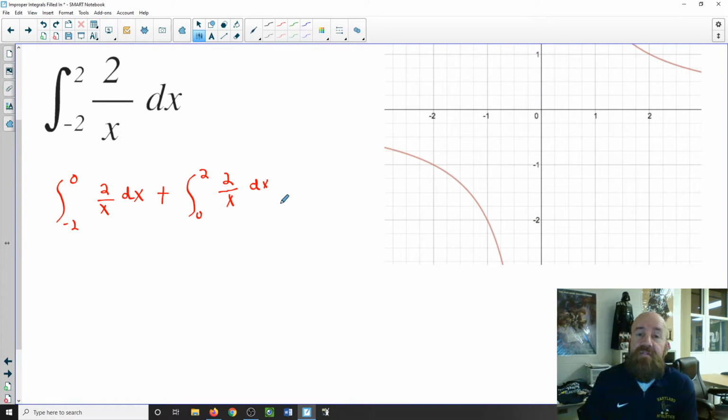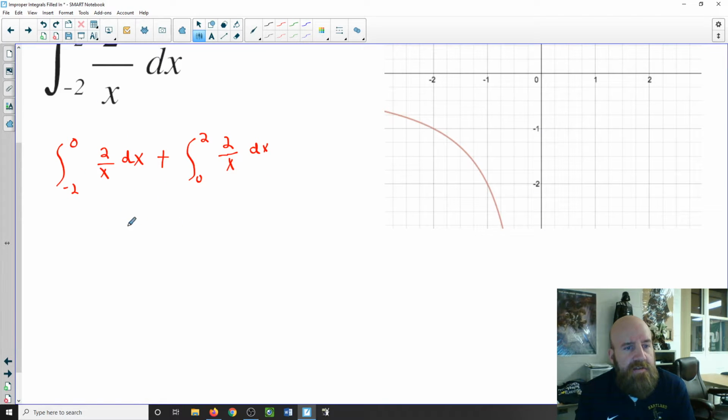So the first step is a little different in these cases when we're not dealing with the ones that have infinity. But now what we want to do is think limit again. But instead of replacing the infinity on these ones, we're replacing the discontinuity. So we can take a look at one of them at a time, because if one of them is divergent, then the whole thing's divergent. So let's take a look at from -2 to 0, so the left side of the integral here.